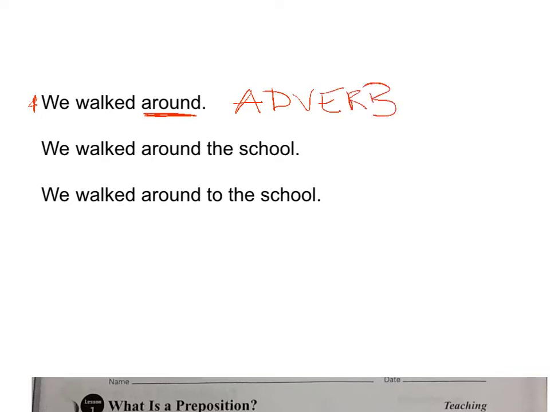Now, let's look at the second sentence. We walked around the school. Around is still the word that we're looking at, but in this case, because we can figure out around what, that is the school, that makes this one a preposition.